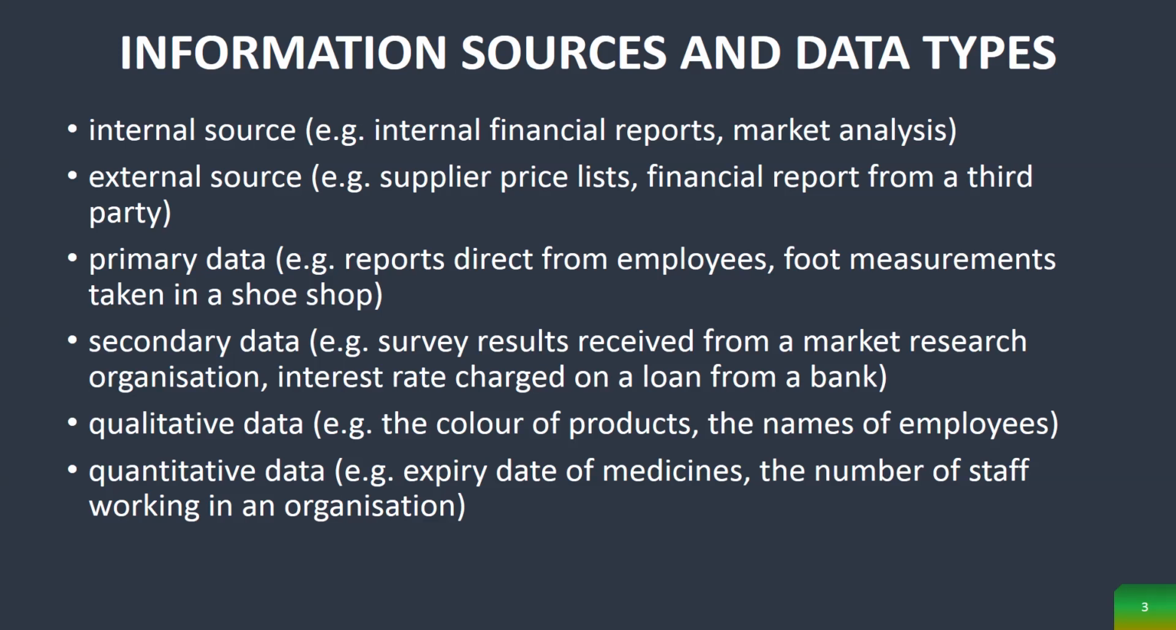Okay. And then the qualitative and quantitative data. Qualitative data is basically words and letters revolving around a specific product. So the colour of products, names of employees, style of t-shirt, style of shorts, all those kinds of things. Whereas quantitative is mainly numerical. For instance, the expiry date on medicine, and you can get loads of that.